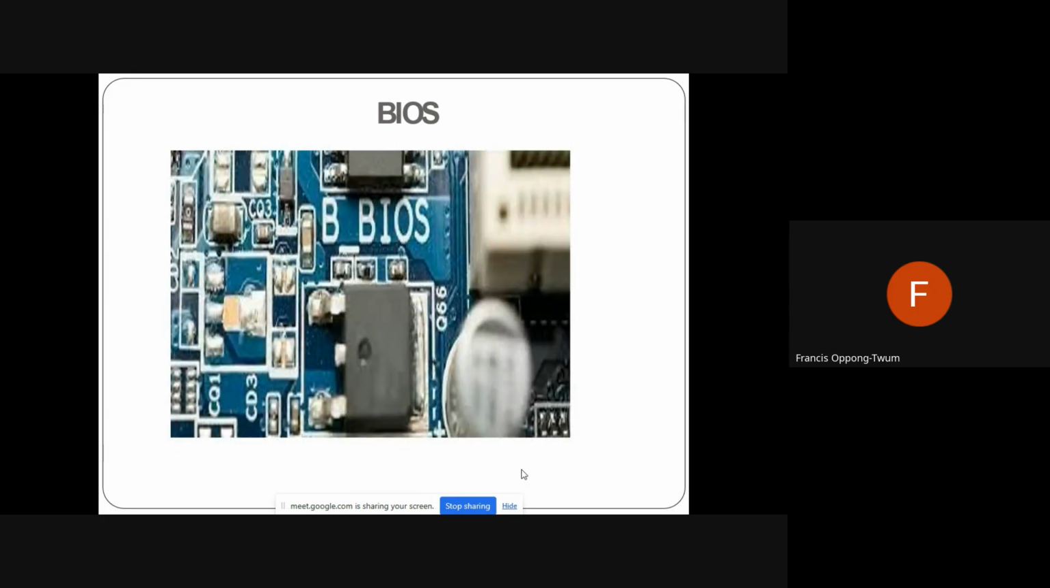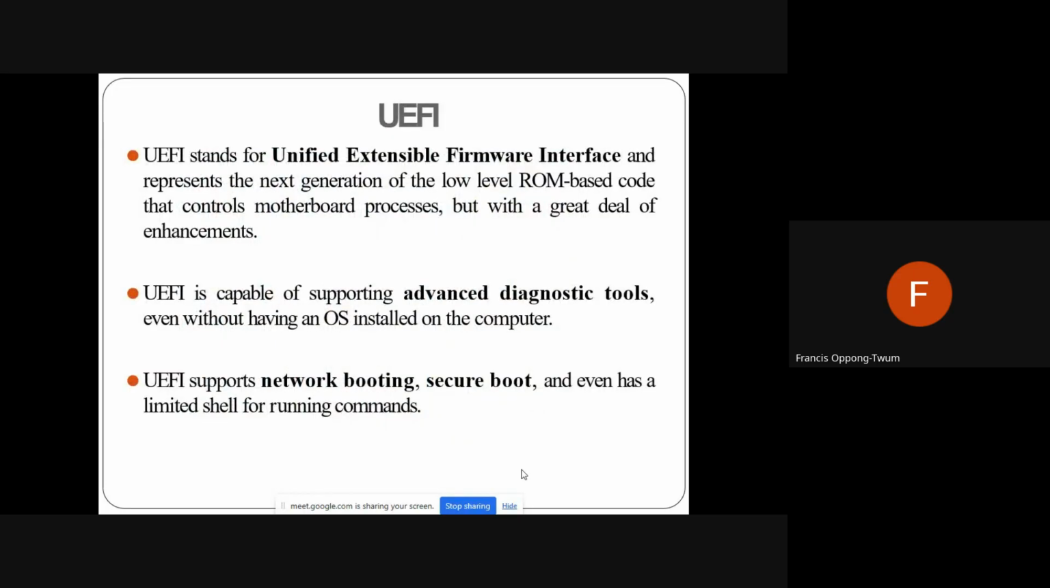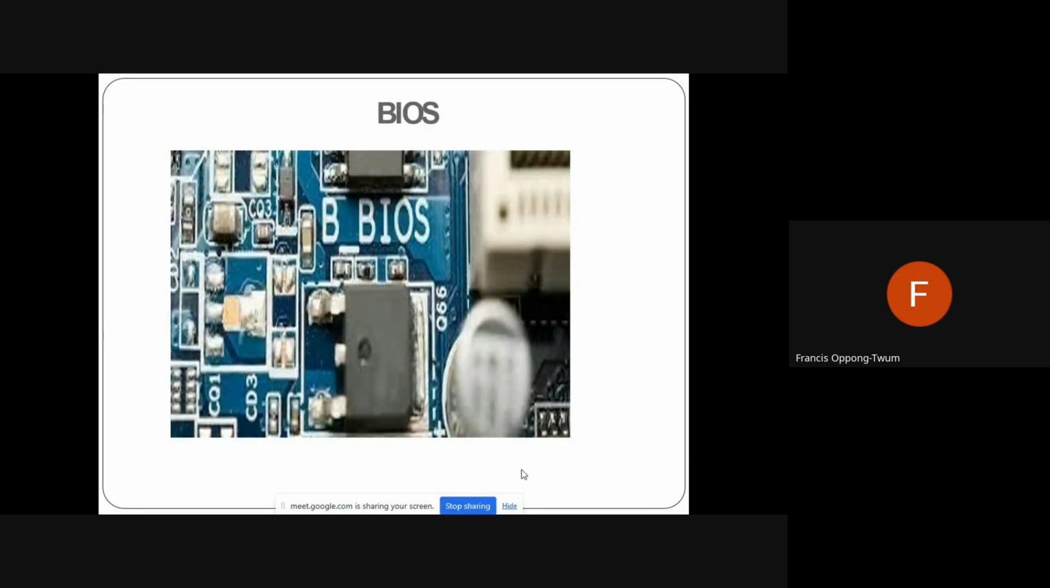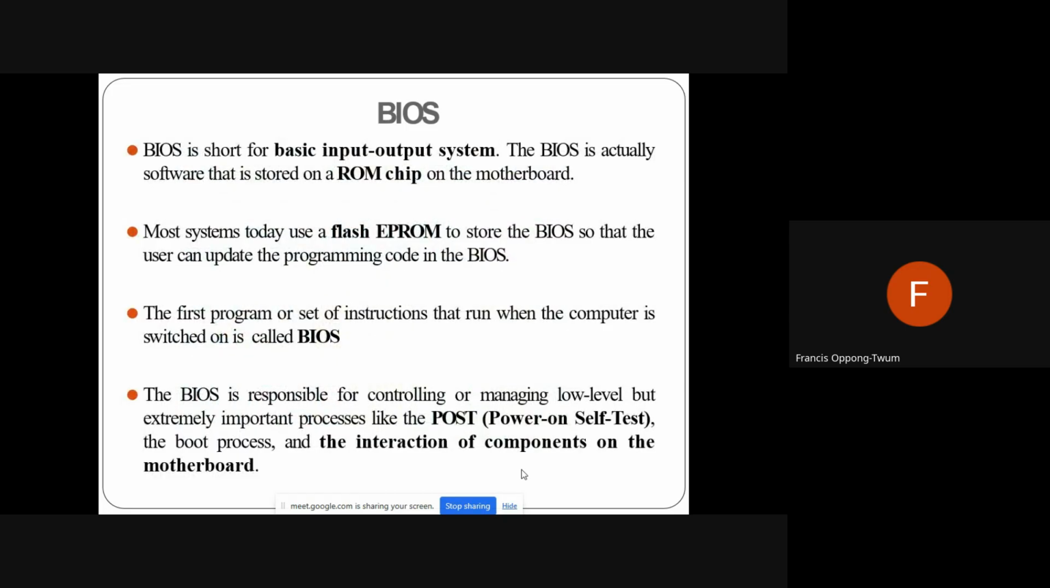Please, any question? When we talk about the BIOS, mostly it is the blue screen. We used to have the blue screen, but we have moved away from the blue screen era. Please, any question on the BIOS and the POST before I start a different concept? Any question?